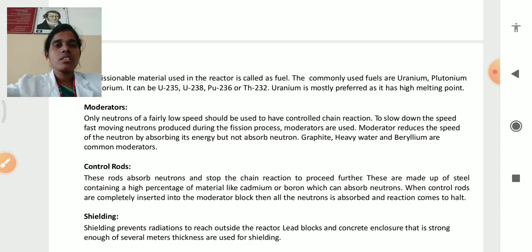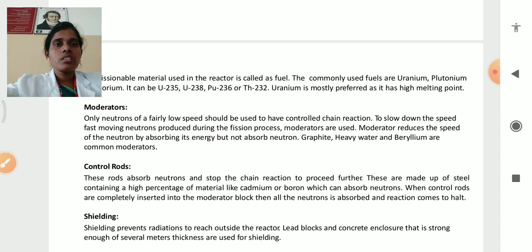And moderators. In moderators, only neutrons of low speed should be used in order to control the chain reactions. The moderator slows down the speed of neutrons. During the fission process, the fast moving neutrons can lead to damage. So in order to slow down the fast moving neutrons, the moderators are used.